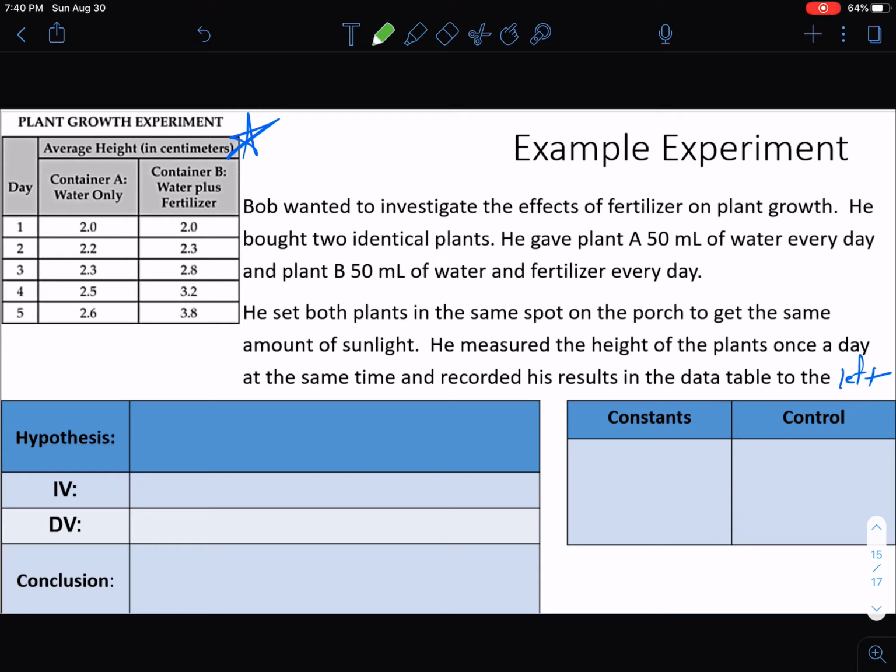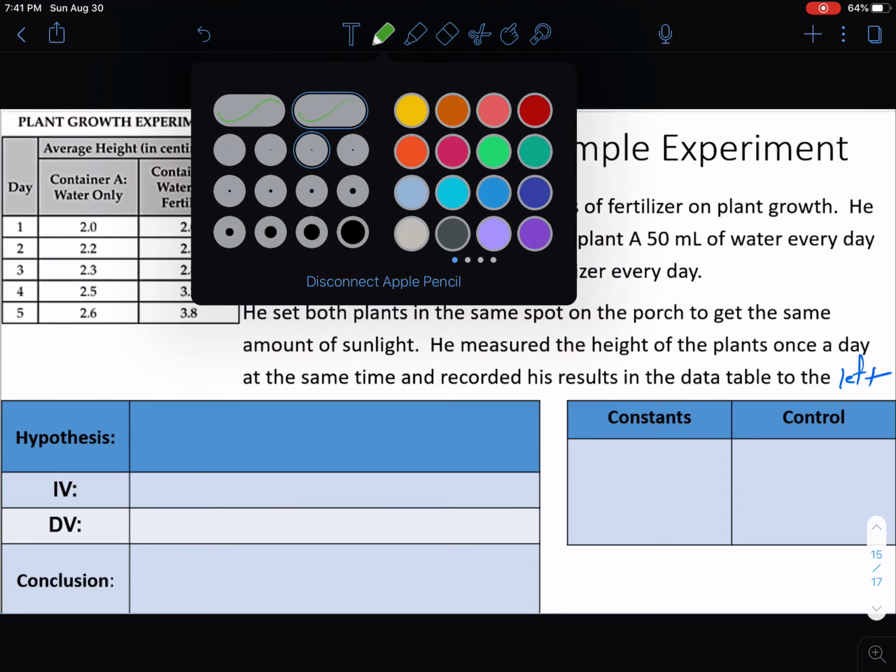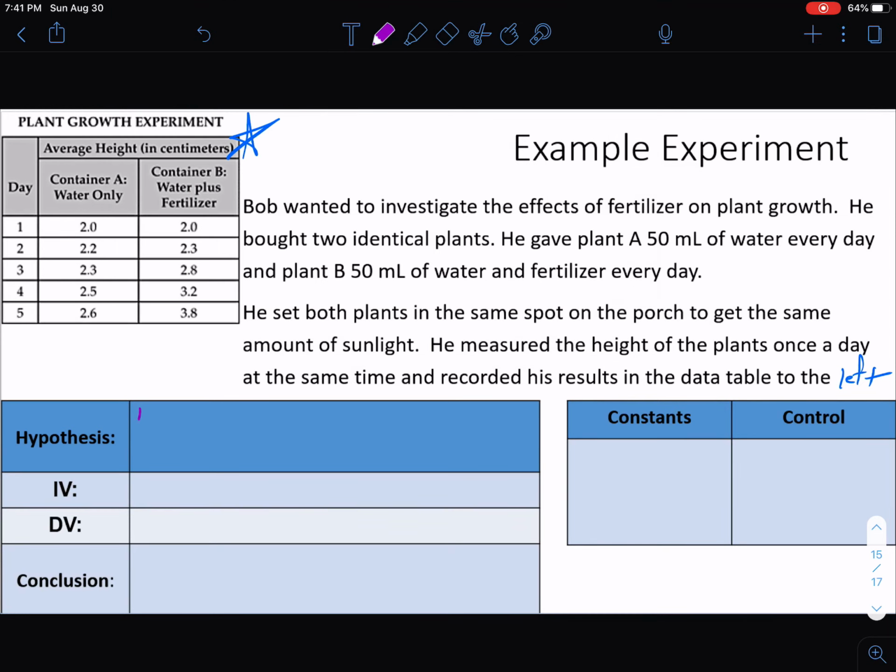A guess could be, whoop, that doesn't work very well. Let's go to purple. If plants are given fertilizer, then they will grow taller or larger. And that's a testable hypothesis.